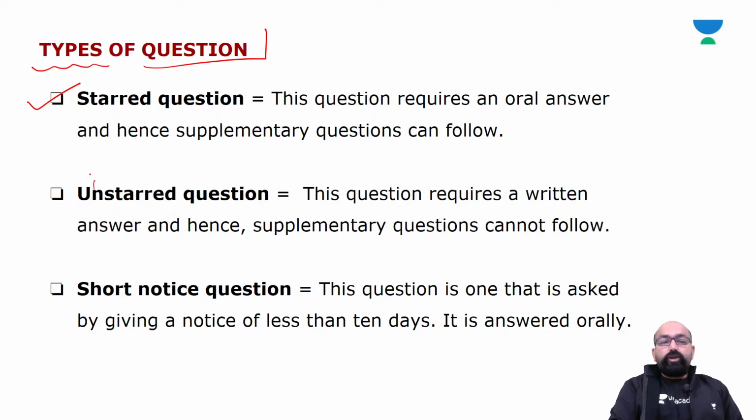Then unstarred question. This question requires a written answer and hence supplementary questions cannot follow. A starred question requires an oral answer and hence supplementary questions can follow, whereas an unstarred question requires a written answer and hence supplementary questions cannot follow.